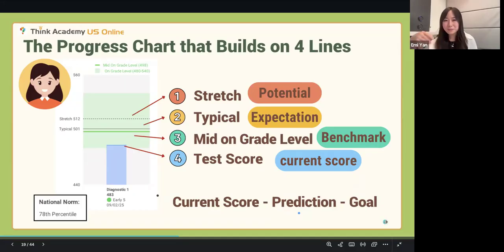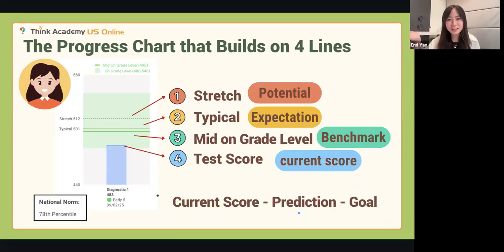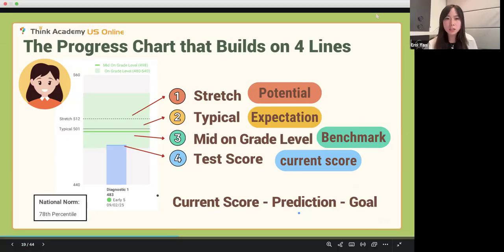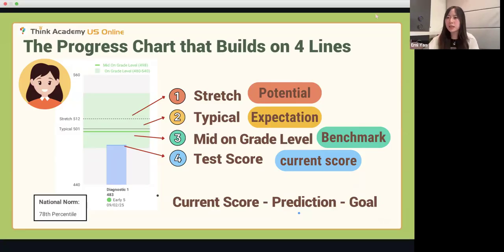So if you remember, what is my magic number? Everybody can type it in the chat if you remember. What is my magic number? I need to reach how many percentile? 50? Ooh, good job. 85, right?